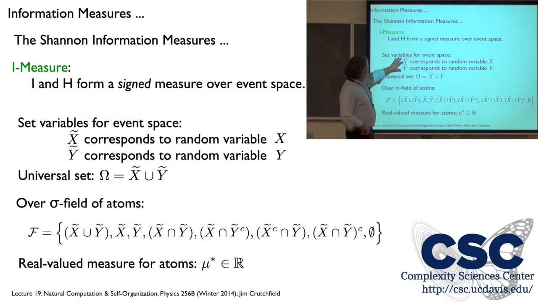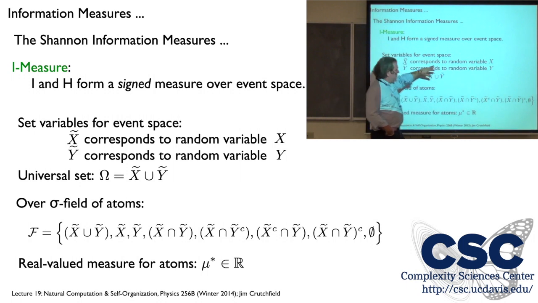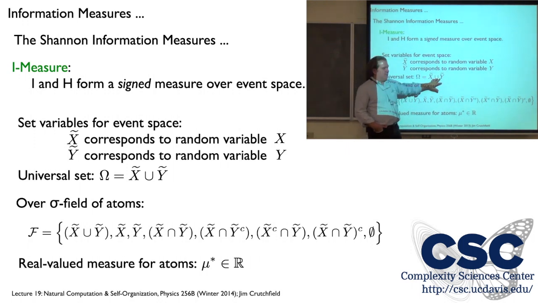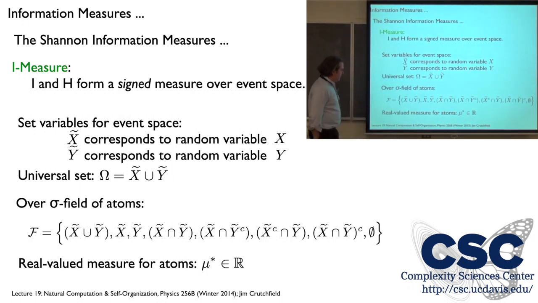Okay, so the first thing we should do is we need some notation for the events that correspond to a random variable. And I'll just put a tilde over the random variable to mean the set of events over which the random variable is defined. The universal set of all possible events is just the union of these things. Okay, so that's kind of the universe of discourse.